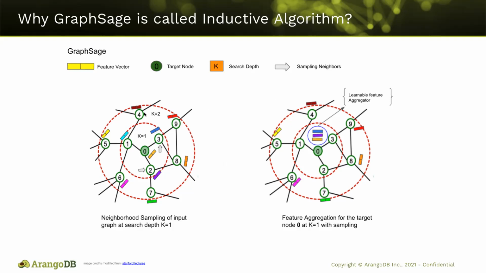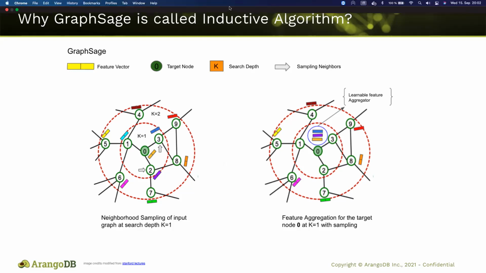So this diagram illustrates how GraphSAGE node 0 aggregates information from its sampled local neighbors at search depth k equals 1. Here we are just randomly sampling the node indices 2 and 3. If we observe the right-hand side graph, we will find that at k equals 1, the target node 0 now has the information about its surroundings up to 1 hop, but with the sampled neighborhood.